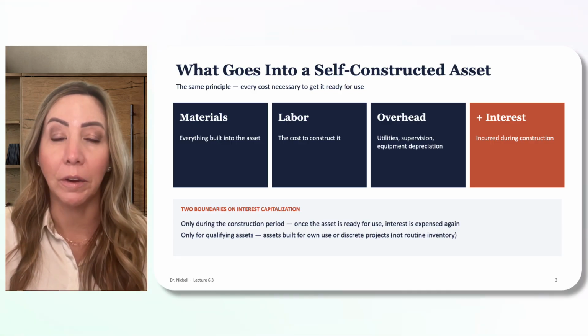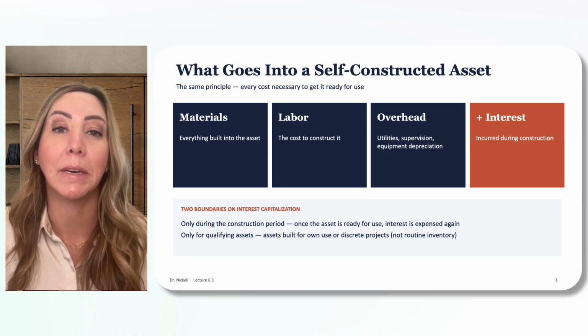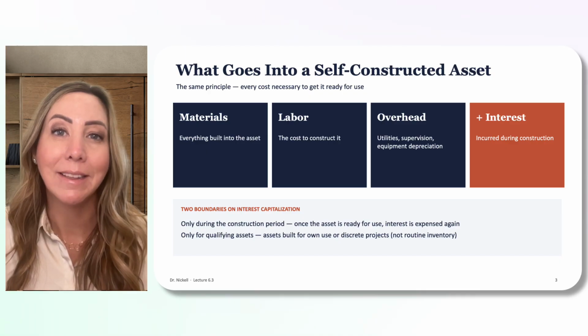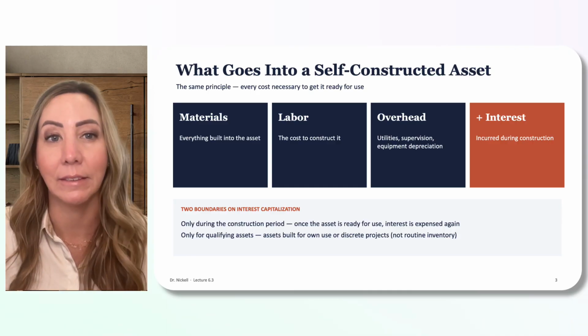Now, the interesting one. Construction takes time, often years. During that time, the company has money tied up in a project that isn't producing anything yet. If the company borrowed to finance that construction, the interest incurred on that borrowing is just as necessary to getting the building finished as the concrete and the steel. So GAAP says capitalize the interest incurred during the construction period.